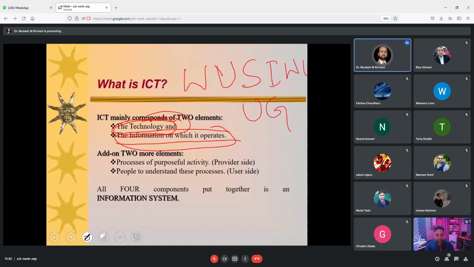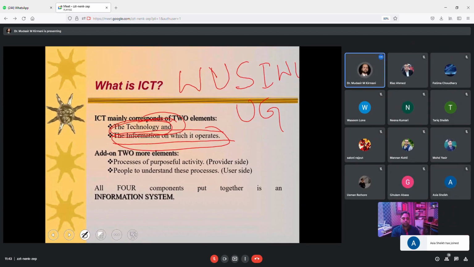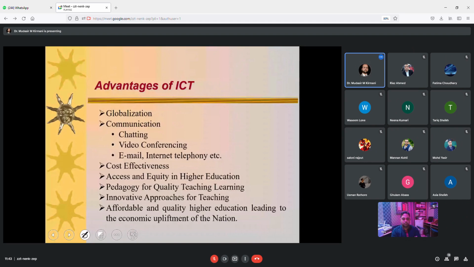Then there are two more attributes, that is process of purposeful activity, and understand these processes from the user side. So these are two different sides of a sender and a receiver. The sender, one who is sending the information, must know what I am sending, and the receiver should not be biased. The receiver should not perceive things based on his or her understanding. Rather, they need to understand the vision of the person. That's where the sender has to communicate the message effectively and efficiently in such a fashion that whatever is in his mind is communicated to the audience using technology.